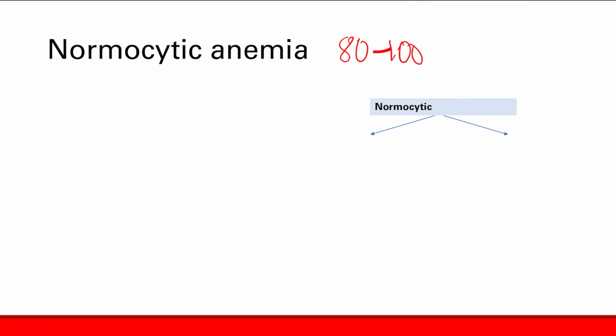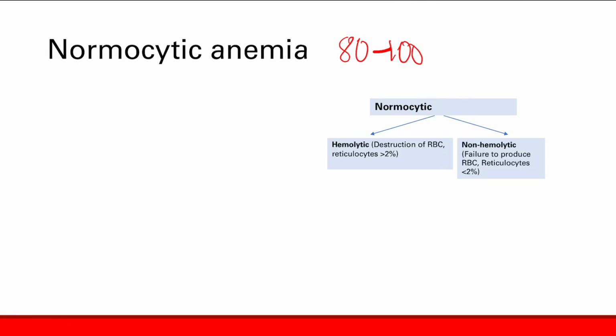First, we can divide normocytic anemia even more. We can divide it into hemolytic versus non-hemolytic causes. So hemolytic means that you have destruction of red blood cells, and so you're going to get increased reticulocytes. I'm going to tell you what those are, but these are basically red blood cell precursors. So if you're destroying red blood cells, you want to make more, you're going to get more precursors, you get more reticulocytes, you get more than 2% reticulocytes. Because usually the normal amount of precursors is around 1 to 2% of the total blood volume.